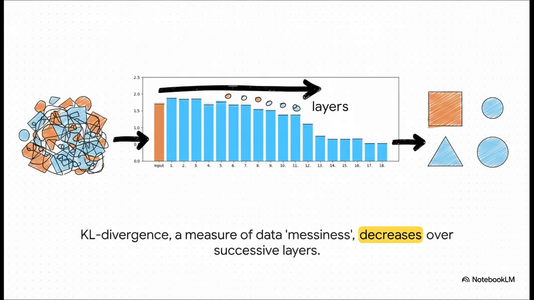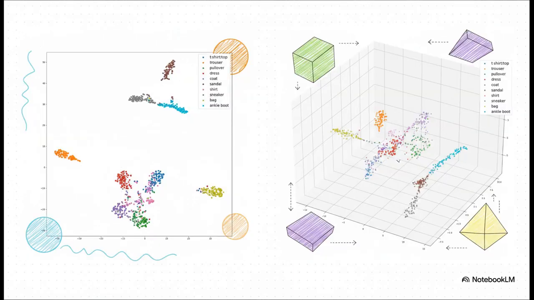And it's not just some pretty pictures. The numbers tell the exact same story. This chart shows something called KL divergence, which is basically just a score for how messy the data is. And as the data moves through the layers from left to right, you can see that messiness score just drops and drops and drops. This visualization really drives home why we're talking about geometry. On the left is that final flattened result in 2D, but on the right, you can see it in 3D. That extra dimension makes it so obvious how cleanly separated these categories have become. They literally live in different parts of space.